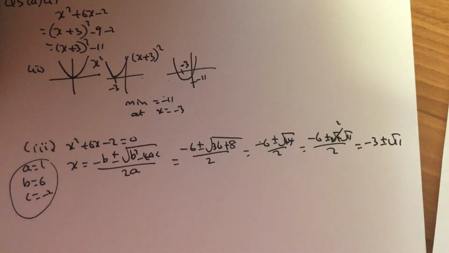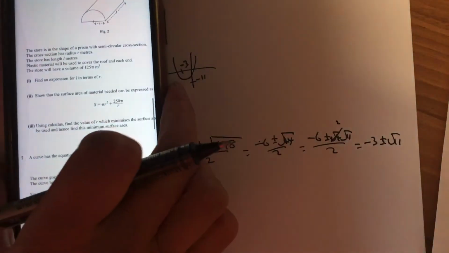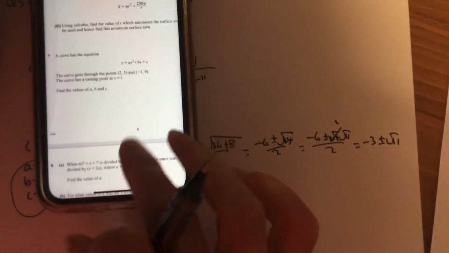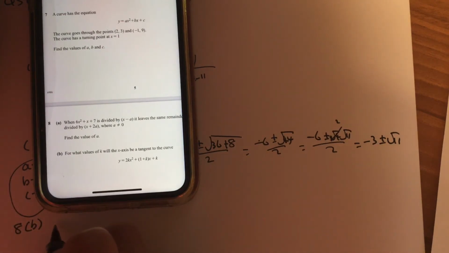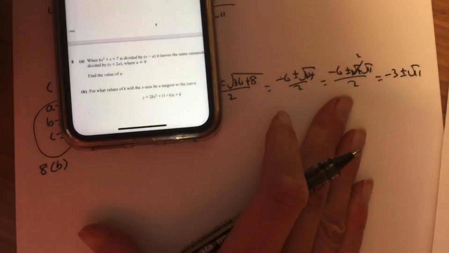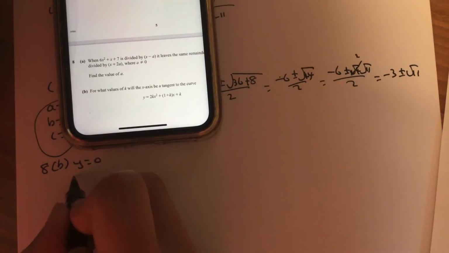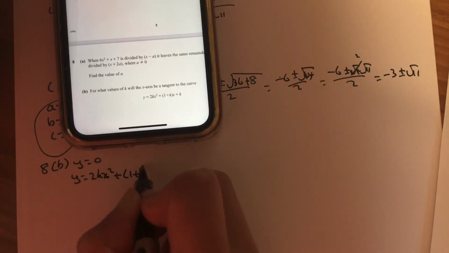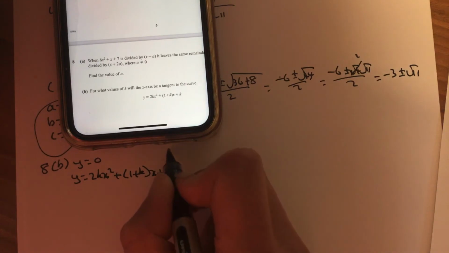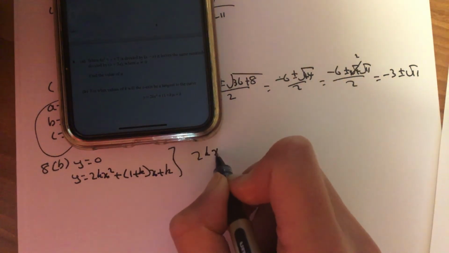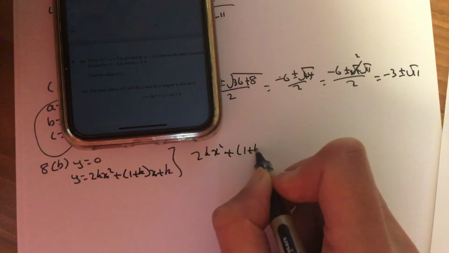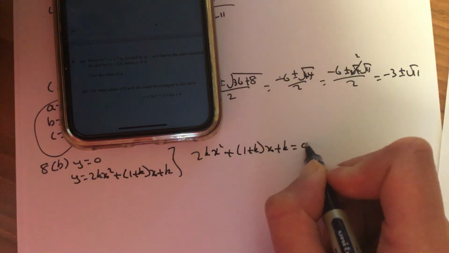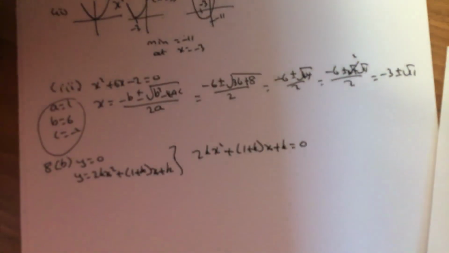And another question from that same paper, question 8b, towards the end of the paper. For which values will the x-axis be a tangent to the curve? Now, the x-axis is actually the line y equals 0, and your curve is this. It's the same with all of these questions. For intersection points, you set them equal. So basically 2kx squared plus 1 plus kx plus k equals 0. That's my graph equation I'm going to be looking at.